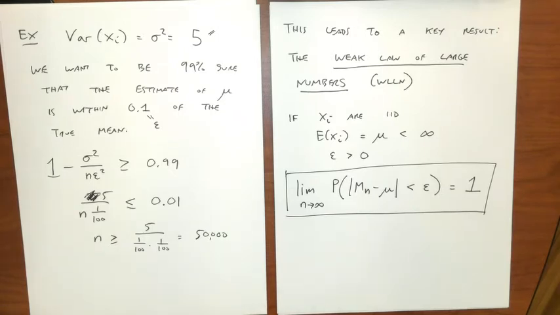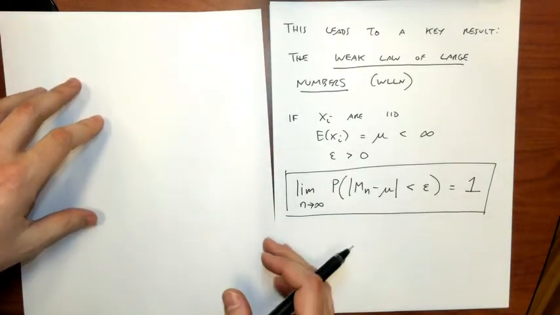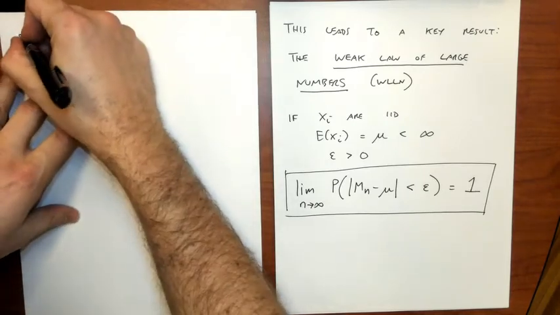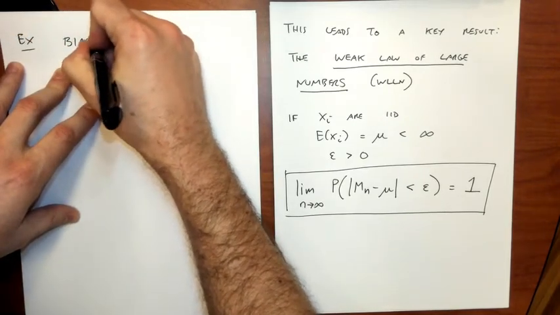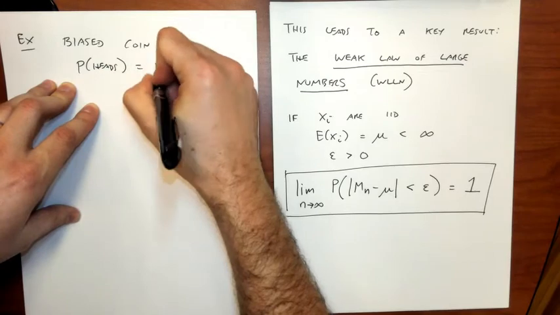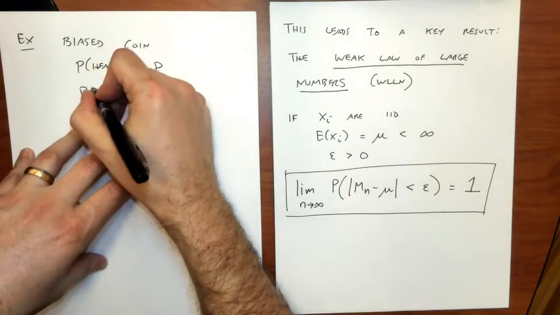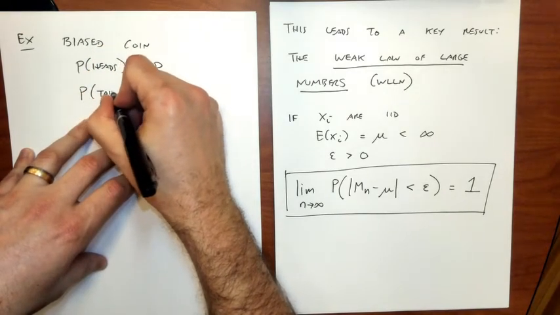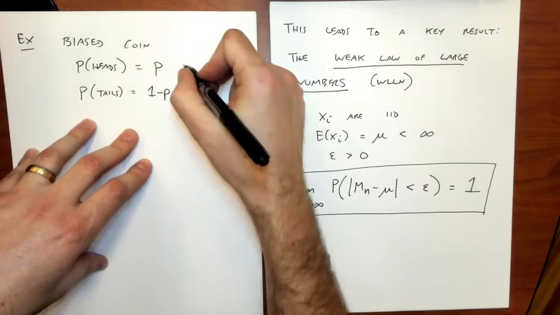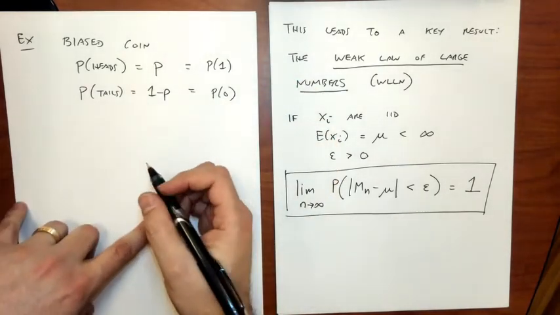So let me pause and ask questions about just what this means, what the idea is. To make it a little more concrete, suppose I have a biased coin with the probability of heads being p, and I don't know what p is. So that means the probability of getting tails is 1 minus p. We're calling heads 1 and tails 0. We're talking about this in terms of random variables.